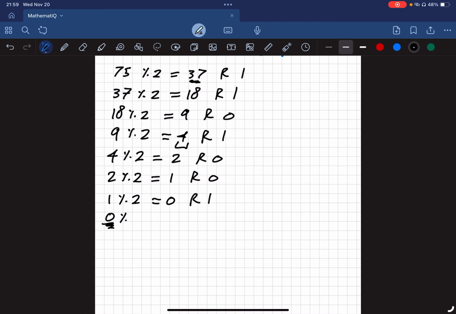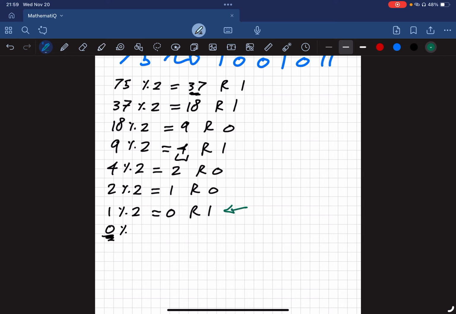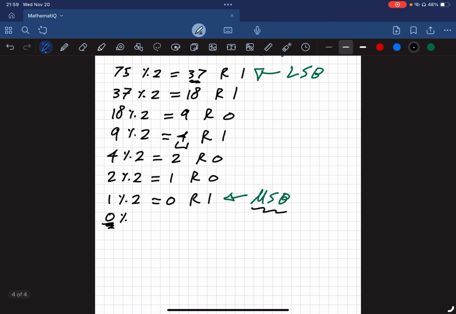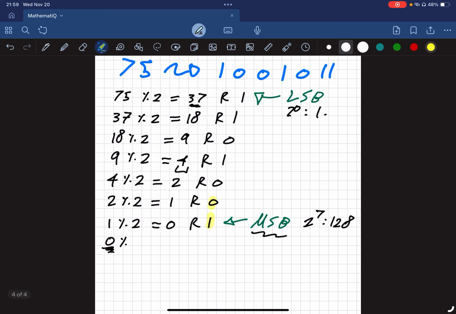Okay? And then this right down here is going to be your most significant bit. And this up here is going to be your least significant bit, the LSB and the MSB. The reason we call it the most significant bit is because it carries the most weight. As in, this is the value that holds the value of 2 to the power of 7, or in other words, 128. And this holds the value of 2 to the 0, or in other words, 1. Okay? And what you're going to want to do is read this number backwards, from the bottom upwards.